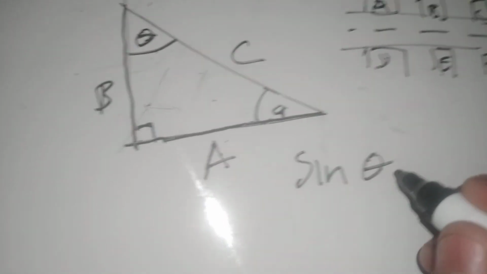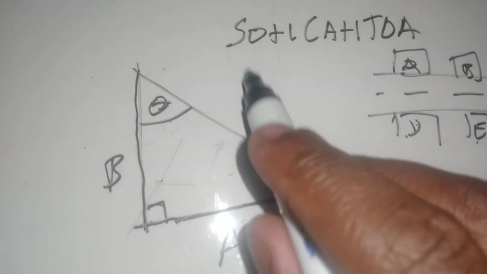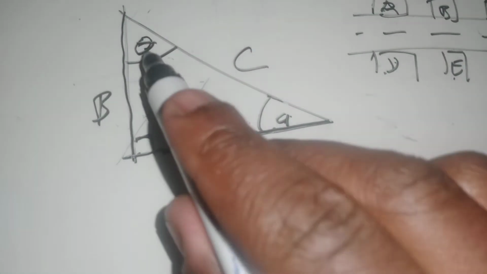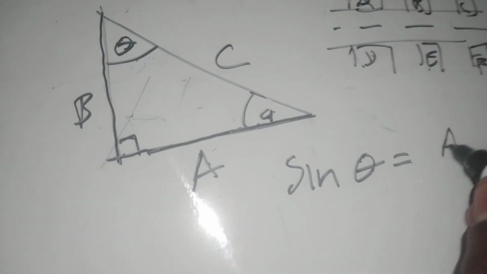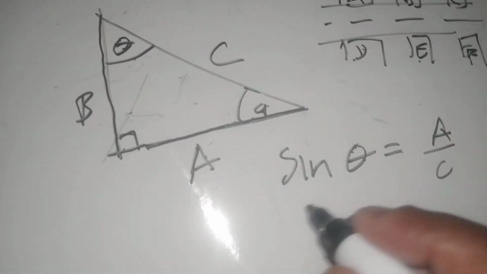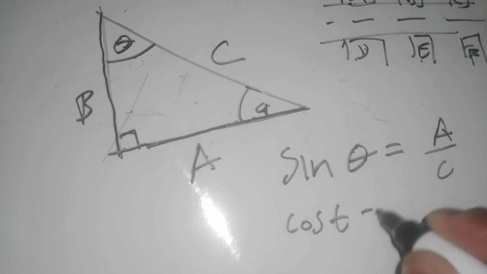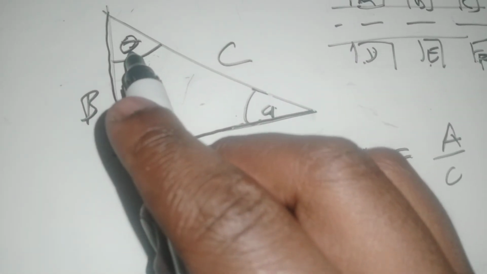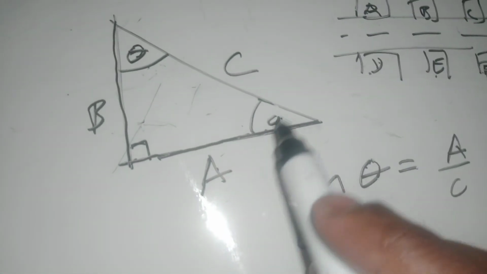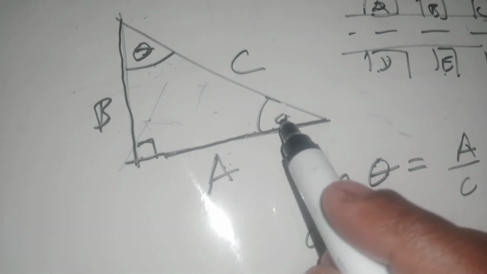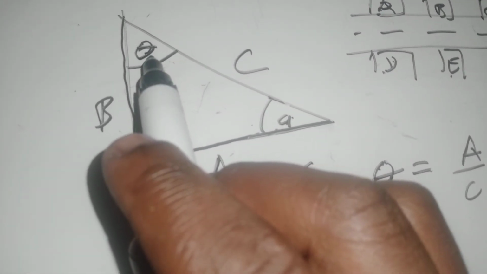So let's say we want to find sine theta. Sine theta is opposite over hypotenuse, so our opposite is this length, because the angle is directly facing that. So it's A over our hypotenuse, which is still C. And then what about cos theta? Cos theta is adjacent. What is adjacent to this angle? Before, we were looking at the other angle and this side was adjacent to it because it was next to it. But now we're looking at this angle. Which side is exactly next to it?